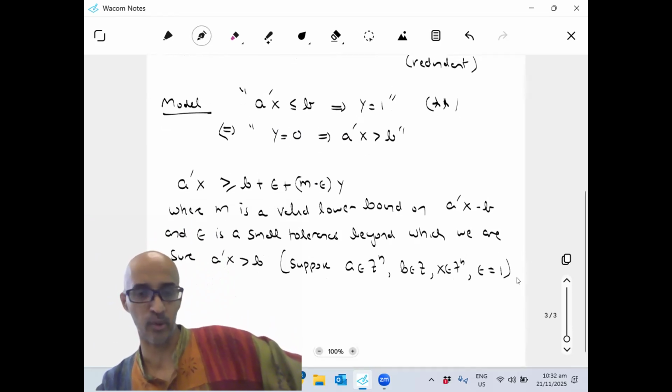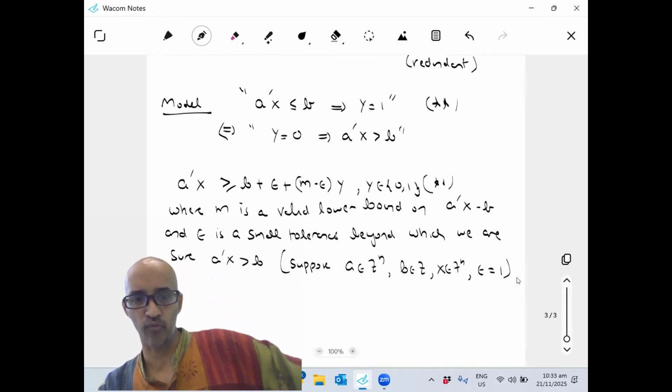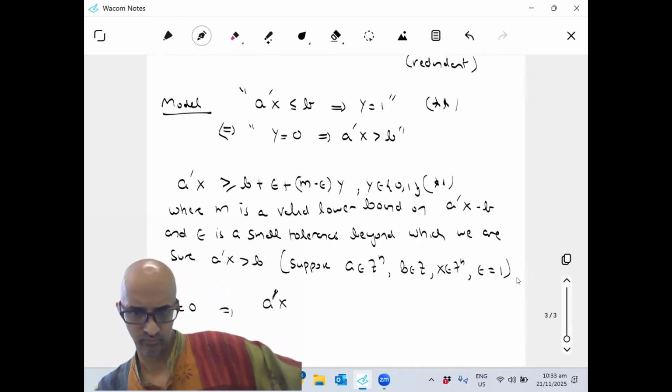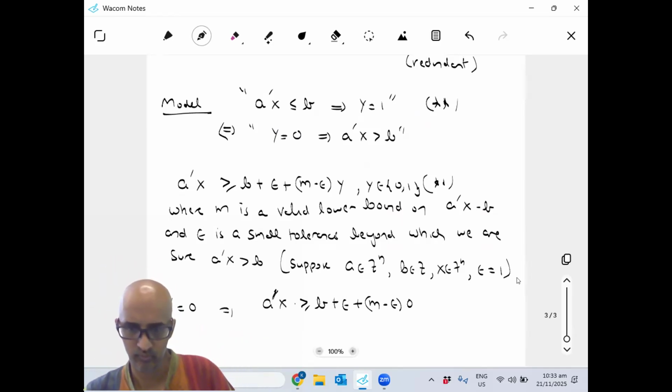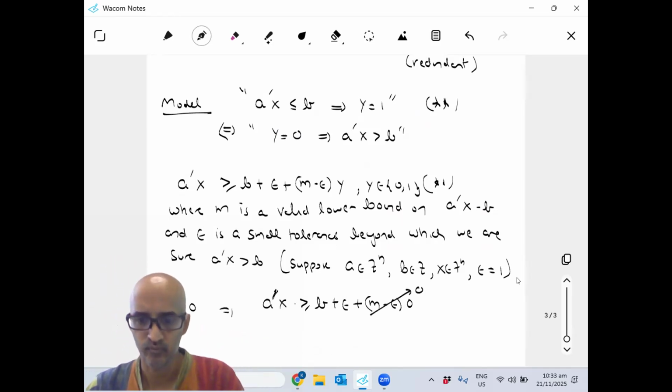So I'll show you the model. The model is the following. You basically model it using this constraint. So I just showed you the constraint. Let's go through the logic. So what happens when y is 0? When y is 0, let's take this constraint. When y is 0, A transpose X is greater than or equal to B plus epsilon plus M minus epsilon times 0. So this becomes 0. This becomes B plus epsilon.